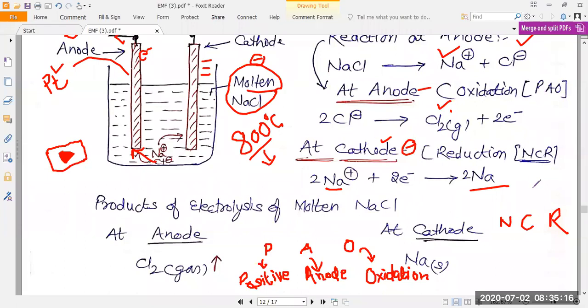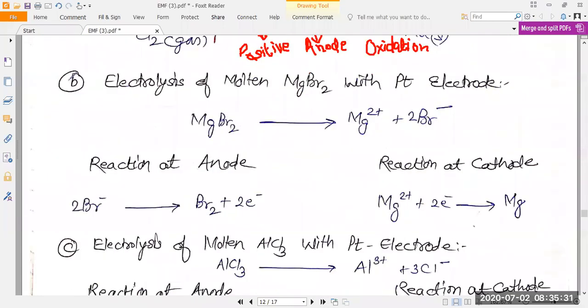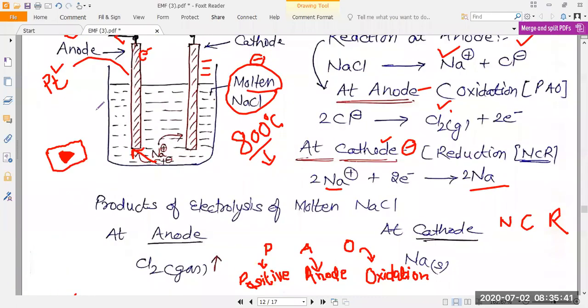So by this trick you can easily remember what oxidation or reduction will happen at anode and cathode, and what the charges of anode and cathode are in the electrolytic cell. Now these points are clear to all of you. Next, second example, electrolysis of molten MgBr2 with platinum electrode. This is the second example based on the first example itself.